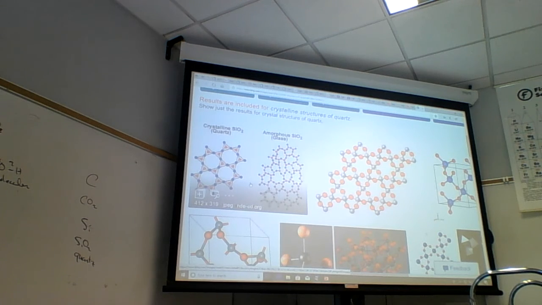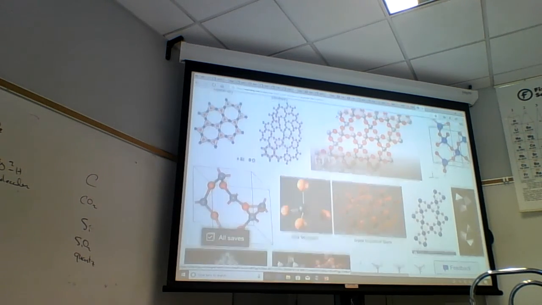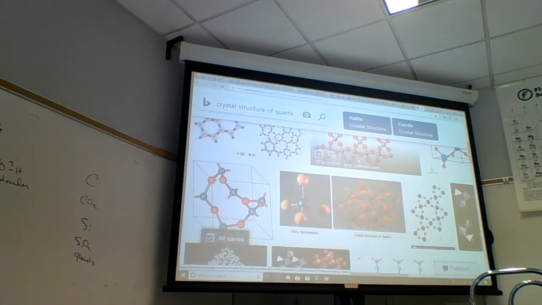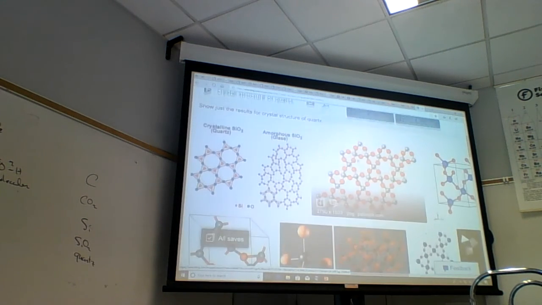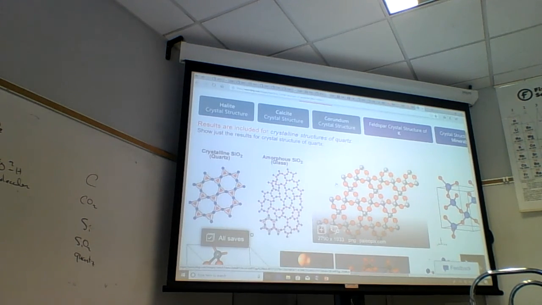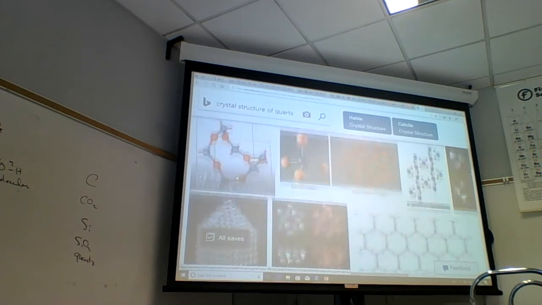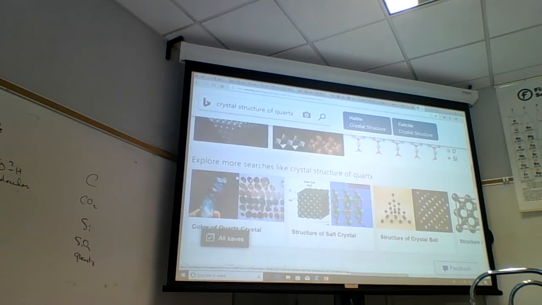Okay, what else? So here we want to use formula mass, not molecular mass. Because how big is a molecule of quartz? Well, it depends, you know, how big of a crystal you're going to make.